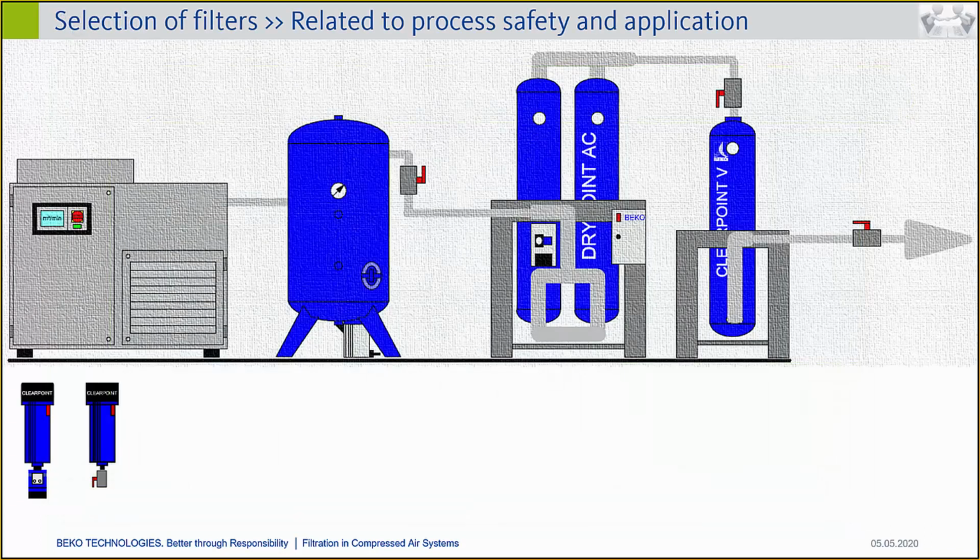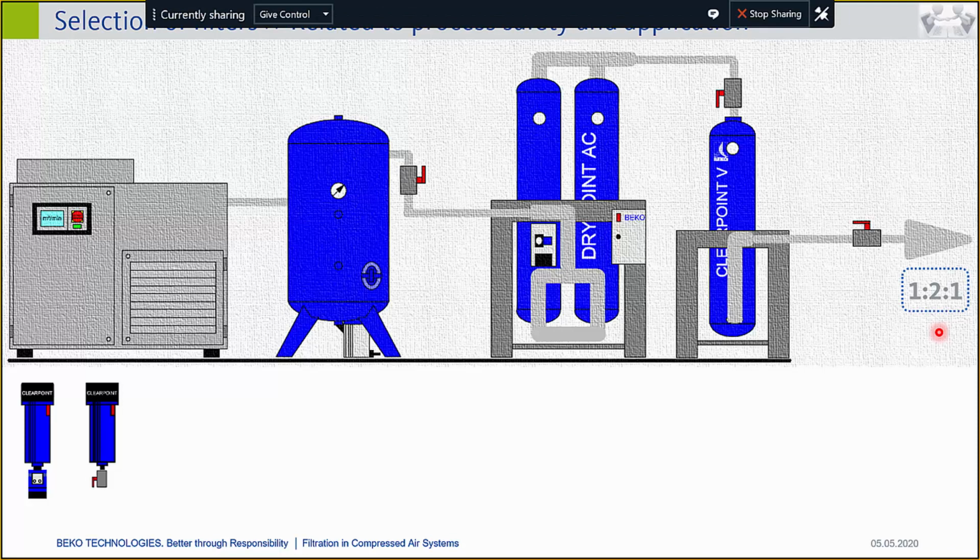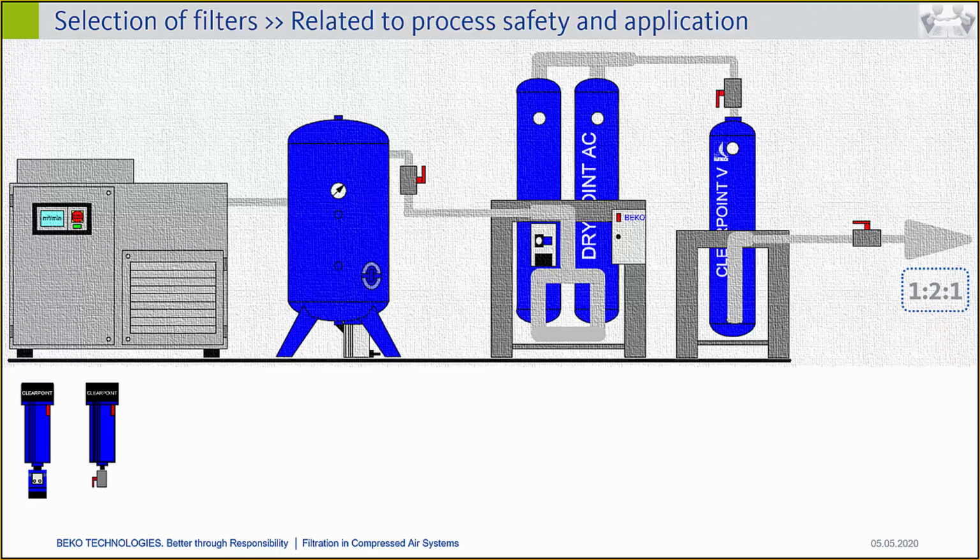For that exercise, I prepared an installation that shows the regular treatment process down to an oil-free application. So we have the compressor, the receiver with a drain integrated, then the desiccant dryer and the activated carbon tower, and this all ends up in an oil-free quality of class 1.2.1. The question now is where to place all the filter elements.